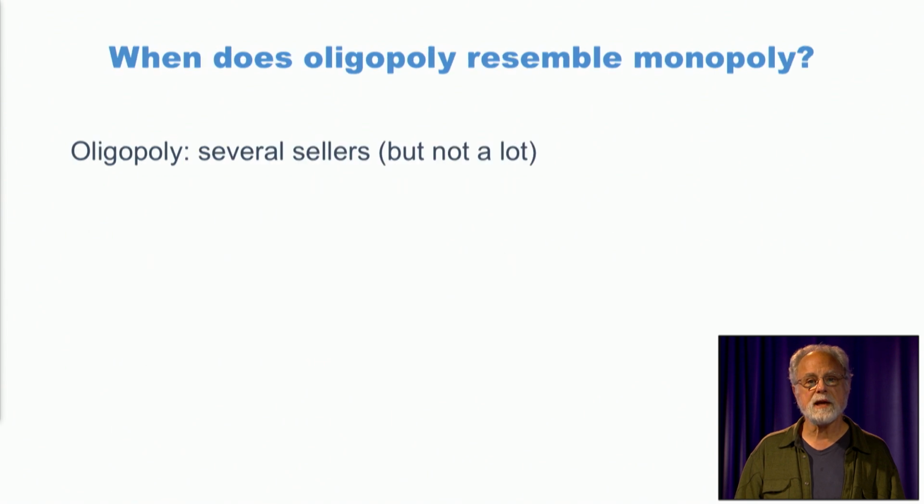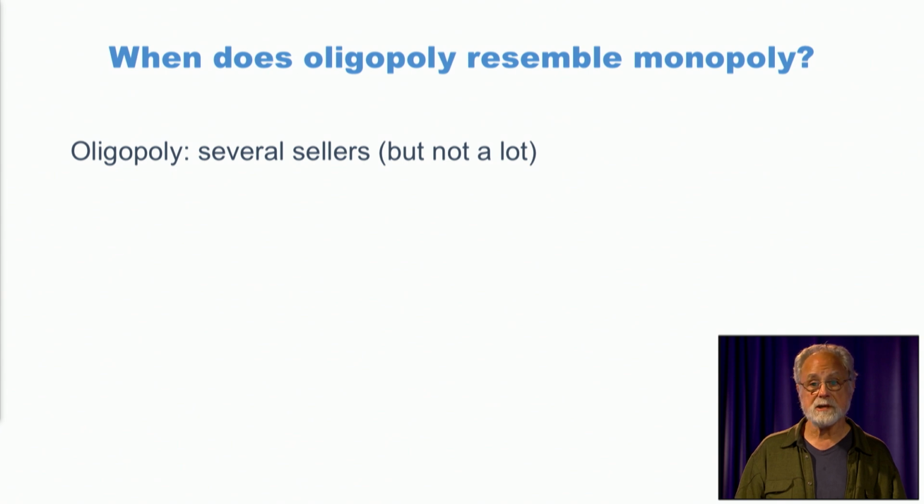Now let's consider the case of in between. So not perfect monopoly, but not also highly competitive. In the in-between case, we have something called oligopoly. Oligopoly means there are several firms that are selling goods, but not that many.